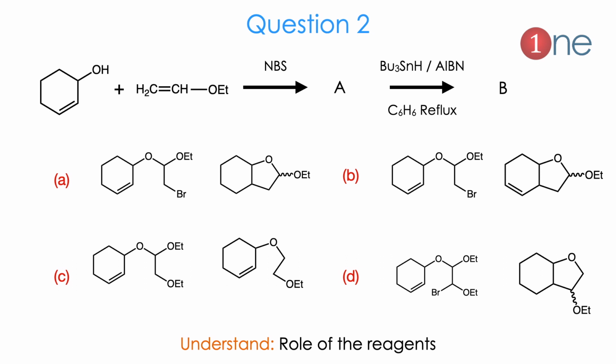Then the question 2. Here you have alcohol and alkene and N-bromosuccinimide is the reagent. And the next step reagents are tertiary butyl tin hydride, AIBN and benzene with reflux. What are all the products? Here the 4 possibilities are given. The open condensation or O condensation, then the cyclic product formation.